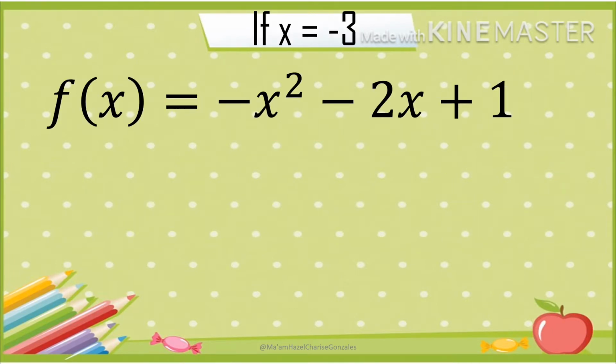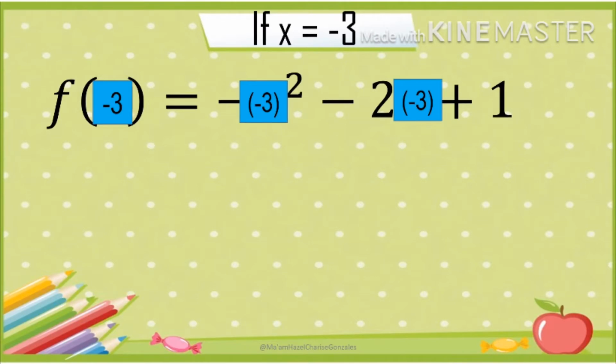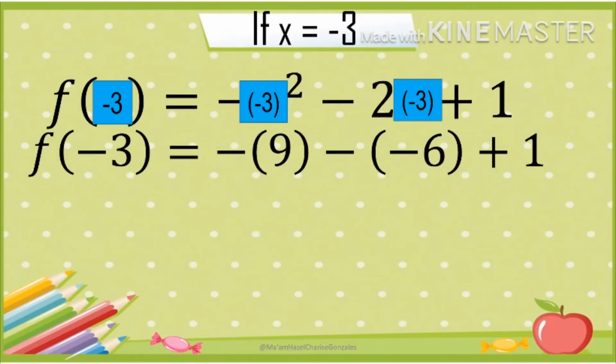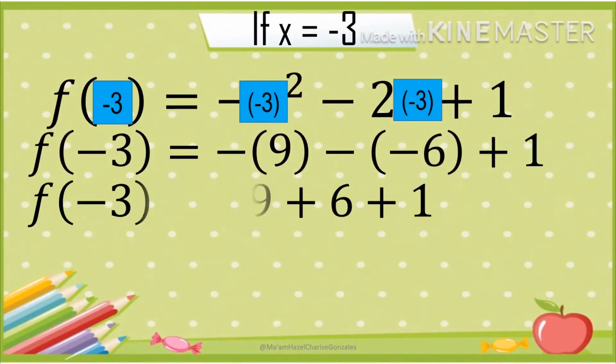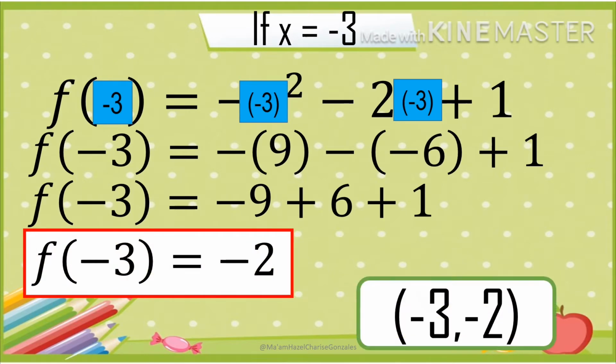When we say independent variable, we can always change the value of x. Let's say if x is equal to negative 3, we change the value of x as negative 3 by substitution method. And now let us evaluate the resulting expression. The quantity negative 3 squared is equal to positive 9. Then 2 times negative 3 is equal to negative 6. Then we add 1. Performing the operations, we now have negative 9 plus 6 plus 1 is equal to negative 2. Then f of negative 3 is equal to negative 2. If x is equal to negative 3, then y is equal to negative 2.